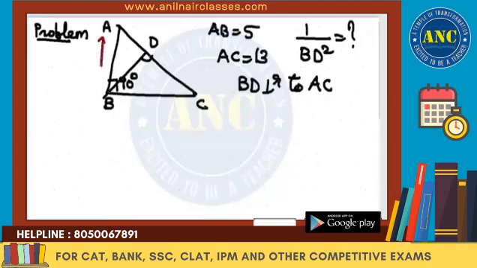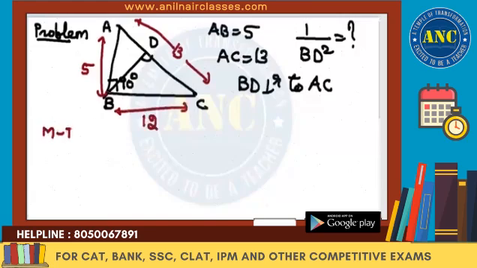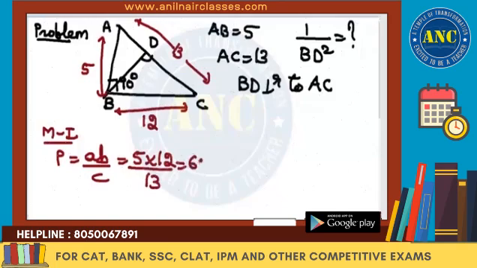So this is 5 and this is 13. Hypotenuse is 13 and height is 5, so the remaining side is nothing but 12. So first, P is AB by C. 5 into 12 by 13, 60 by 13.